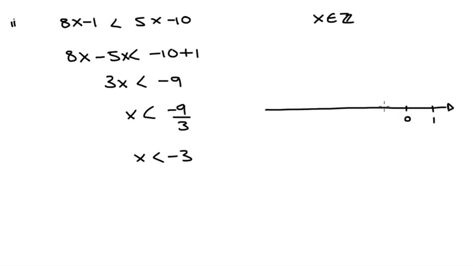So again, starting off with a blank number line. So if I'm talking about the numbers just less than minus 3, I'm not including minus 3. So it's minus 4, minus 5. My dots are going right up to the end of the arrow to show that it continues to infinity in that negative direction.